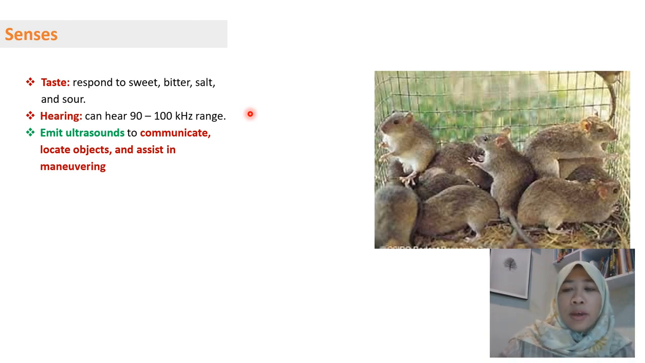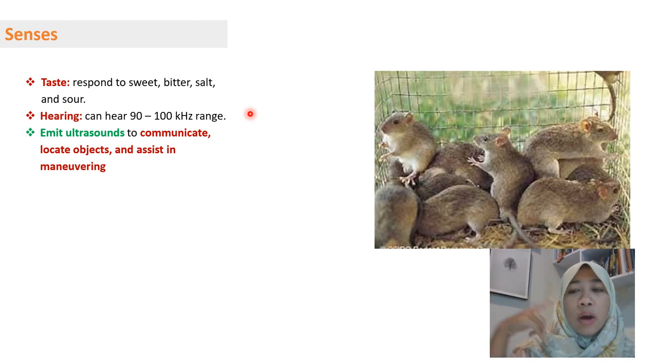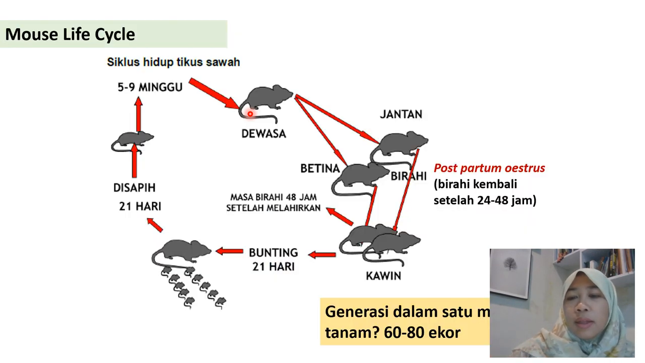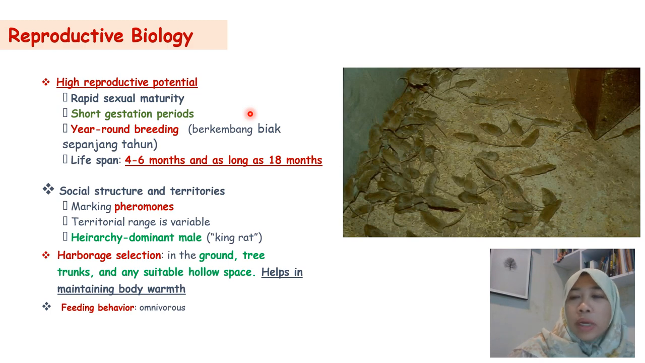That is the senses. We already studied the vision, and then the olfaction, and then the bioecology, the good climber, and then good swimmer, etc. And now we study their reproduction and biology. How is the life cycle? They have a high reproductive potential. One female can breed 60 until 80 per one growing season.